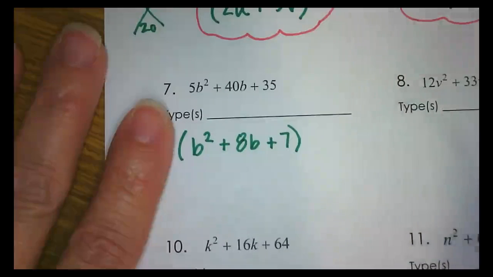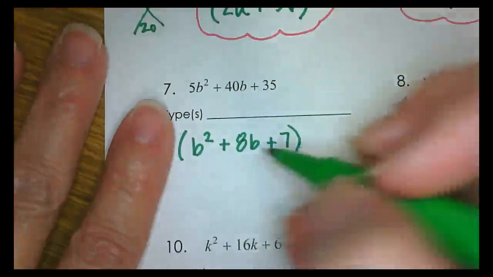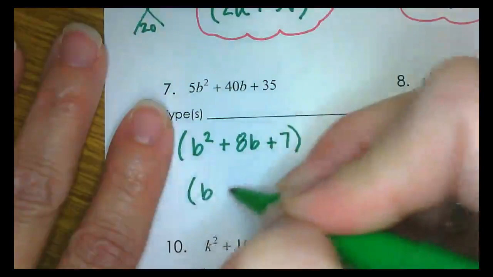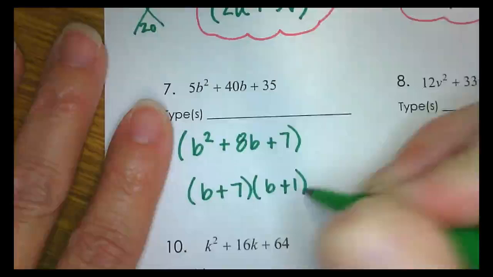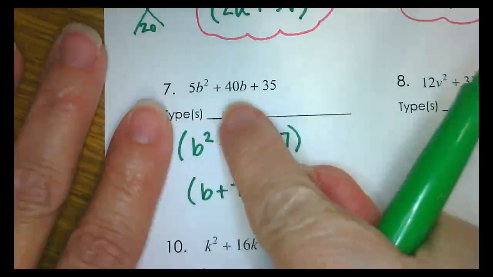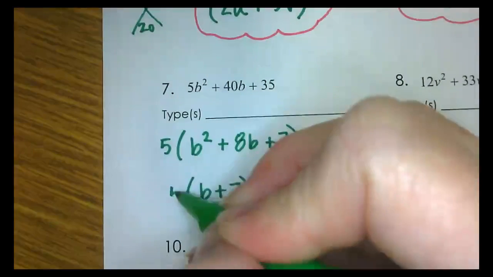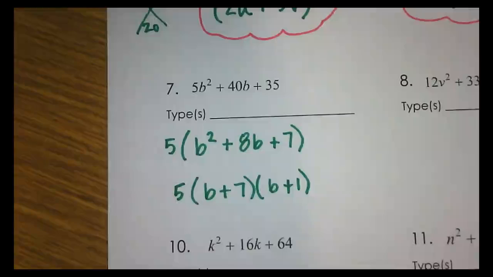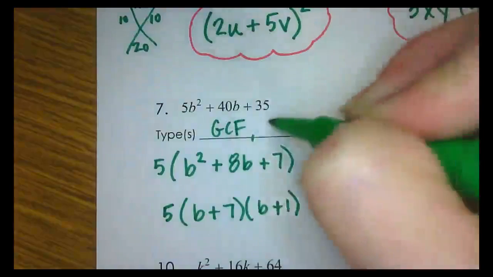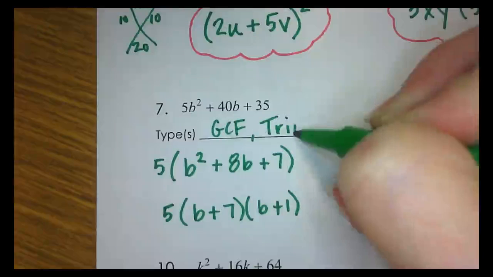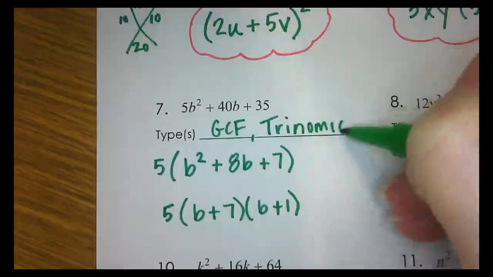And the answer is yes, 7 and 1. So this trinomial is going to be b plus 7 and b plus 1. But in order to get the original problem, I also have to multiply by 5. So this was GCF, and then it was just a standard trinomial.